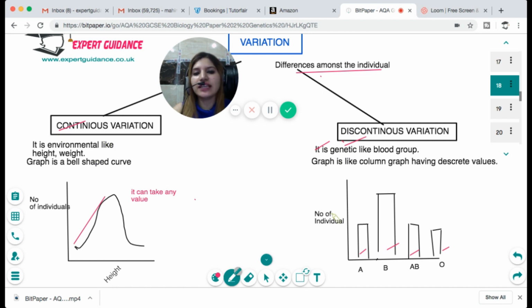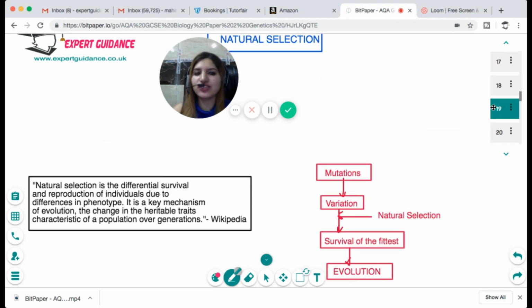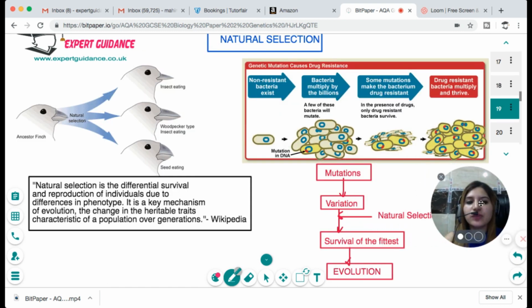Continuous can take any value, whereas discontinuous can take discrete values. Now, since we know there is variation, there's something called natural selection. According to Wikipedia, natural selection is the differential survival and reproduction of individuals due to differences in phenotype. It is a key mechanism of evolution, the change in the heritable trait characteristics of a population over generations. Now, what does that mean?